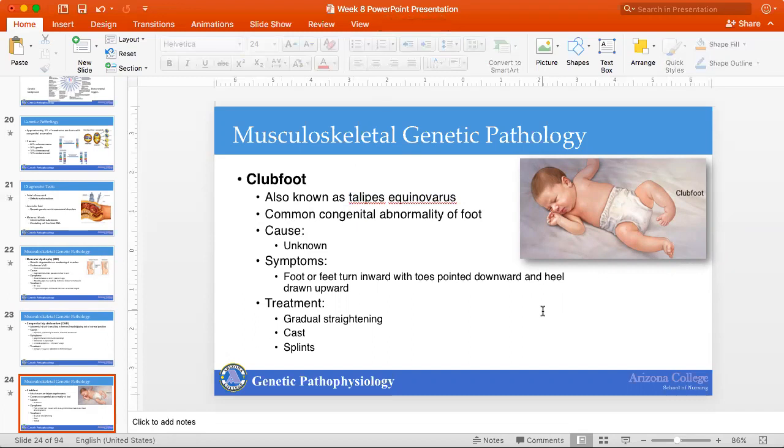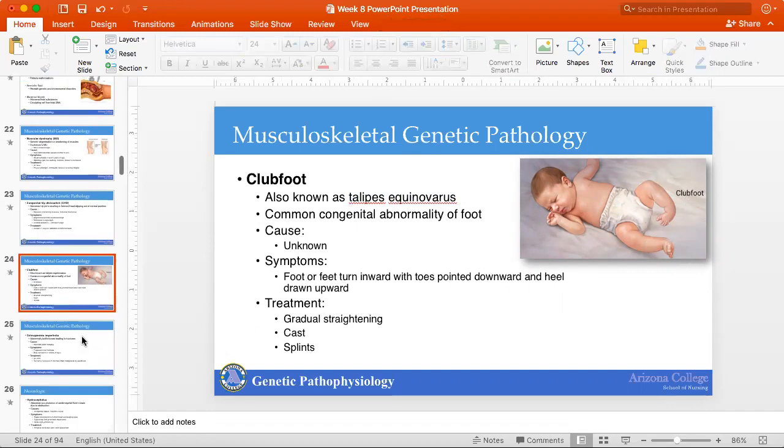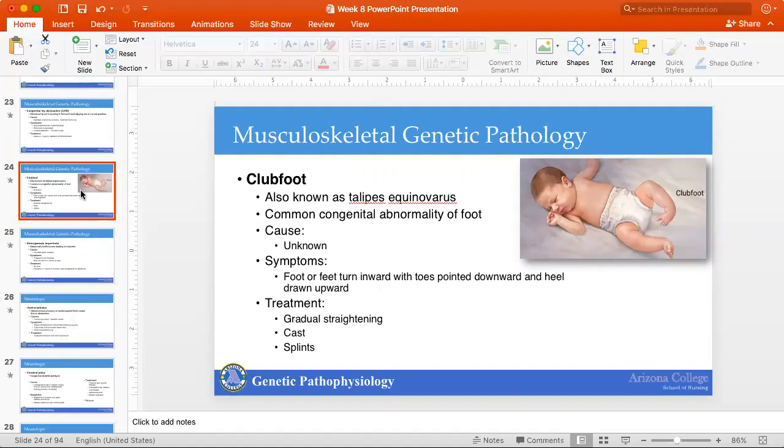Symptoms: foot or feet turned inward with toes pointed downward and heel drawn upward. Treatment: gradual straightening, cast, and splints. So rarely would this require surgery. This can be solved pretty easily by the use of splints and gradual straightening and the use of cast. So pretty simple to take care of.